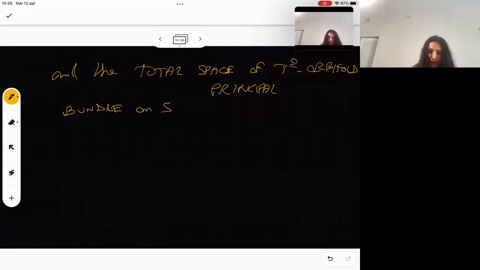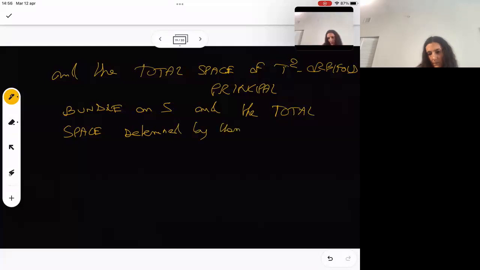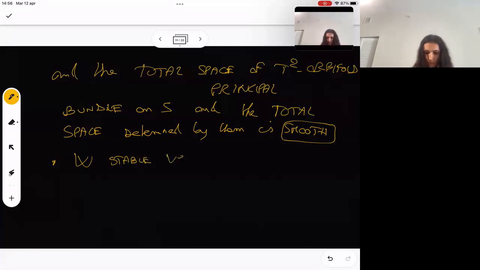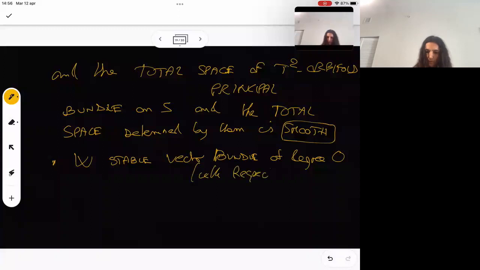So we assume an extra condition, as Luigi mentioned, that the total space determined by them is smooth. That's an important thing. Then let's take W, a stable holomorphic vector bundle of degree zero with respect to omega S. That's not easy to think about, in fact, in the case that we don't have K3 surfaces but a K-free orbifold. We said a little bit about that.